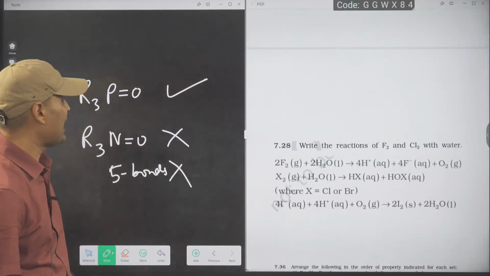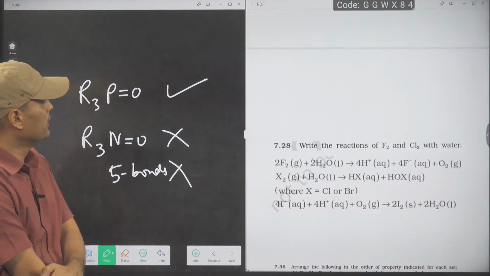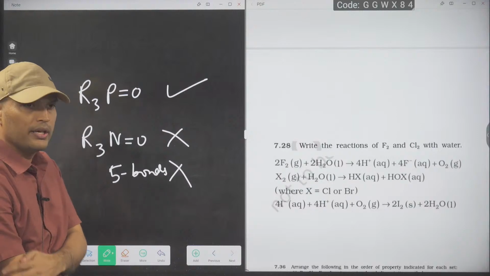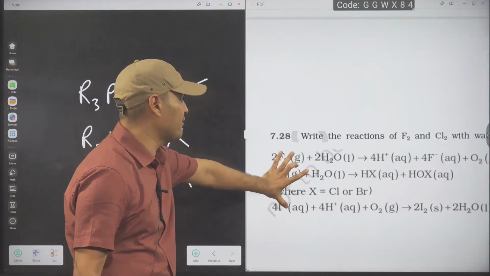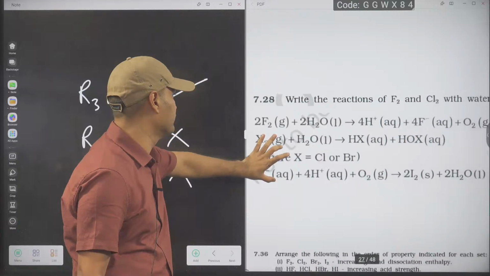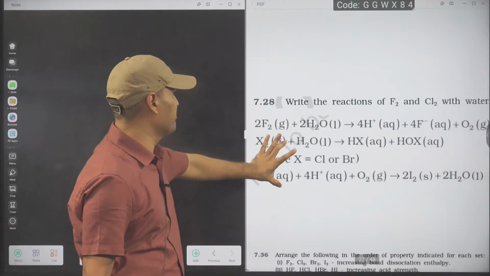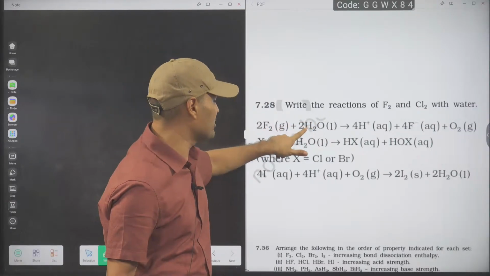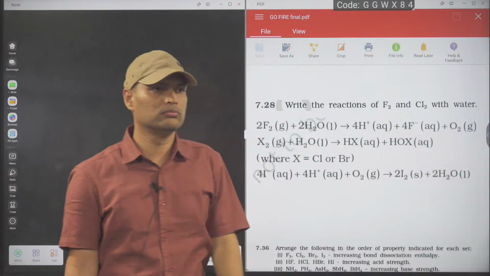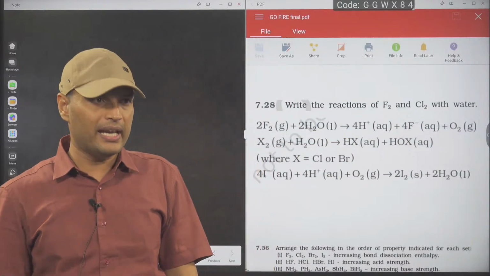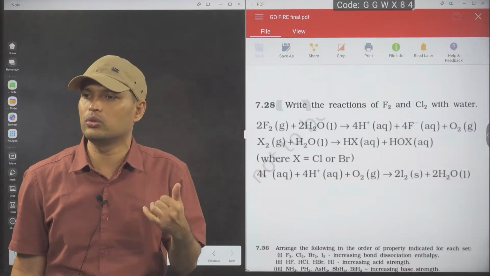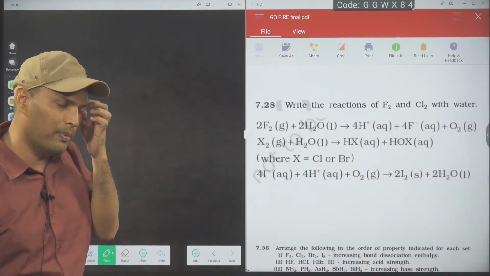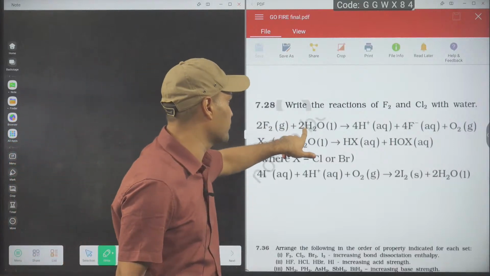Okay? Last part. Write the reaction of fluorine and chlorine with water. You know the reactions are different, and whatever is different, we should remember. The 28th question is very important. Fluorine is an oxidizing agent. It oxidizes water to give O2. Put fluorine in water, and fluorine oxidizes water to O2.